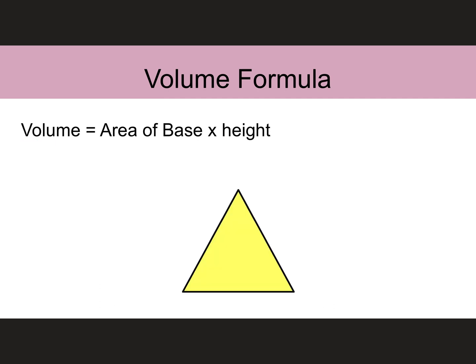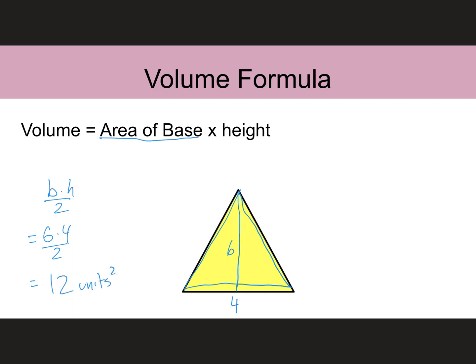Okay, so let's do this again, except now we're going to do it with a triangular prism. We're always going to start off with the area of the base. So the base is going to be this shape, which is a triangle. We know triangles are base times height divided by 2. And let's give it some numbers. Let's say that it's 4 and it has a height of 6. So my area of the front is going to be 6 times 4 divided by 2, which is 12 units squared, because it's area.